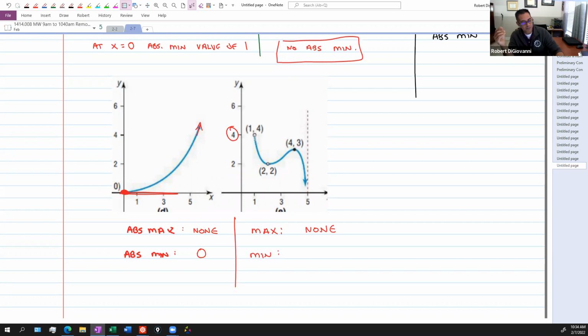How about minimum? That arrow means it keeps going down, right? To negative infinity. So it doesn't have an absolute minimum either, because it just keeps going down forever. So there's none here. No absolute max, no absolute minimum.